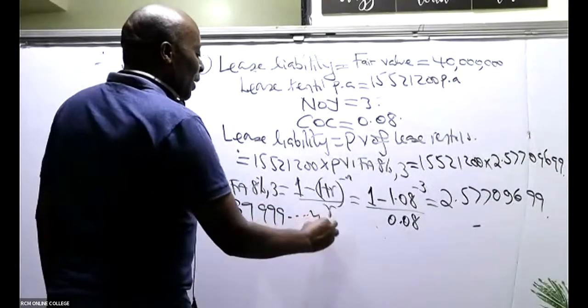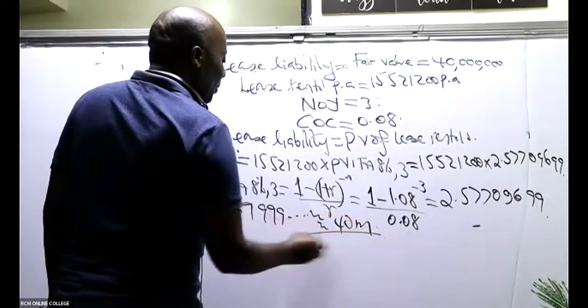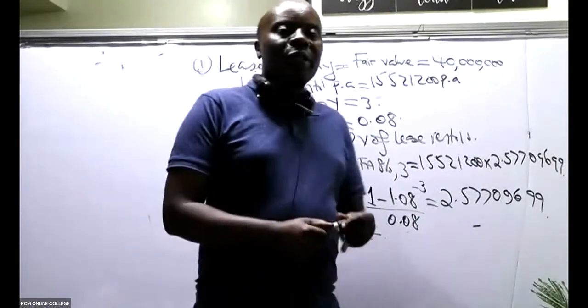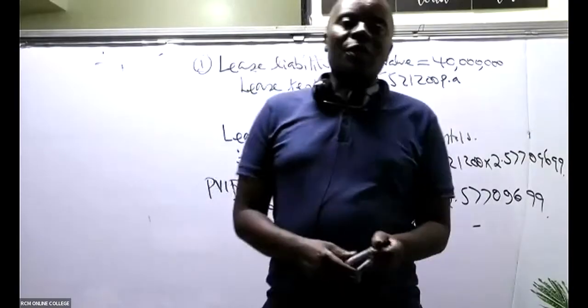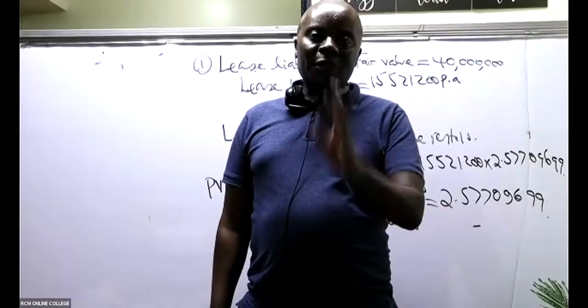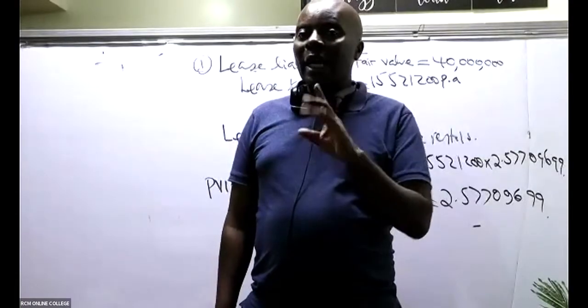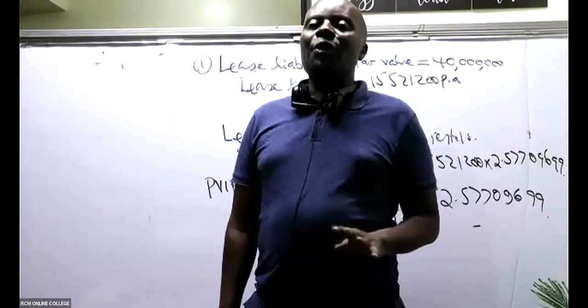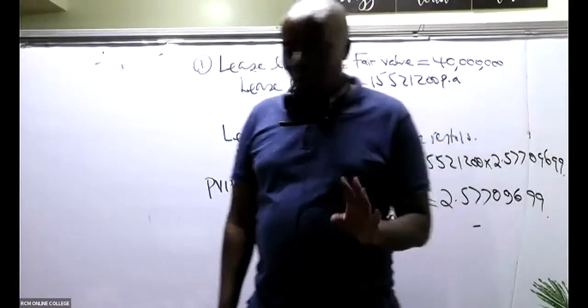So we shall assume that this is approximately 40 million. We make that assumption just to go hand in hand with what IFRS 16 tells us, that normally the fair value of an asset will be its lease liability, its total liability. So we take that value to be 40 million.